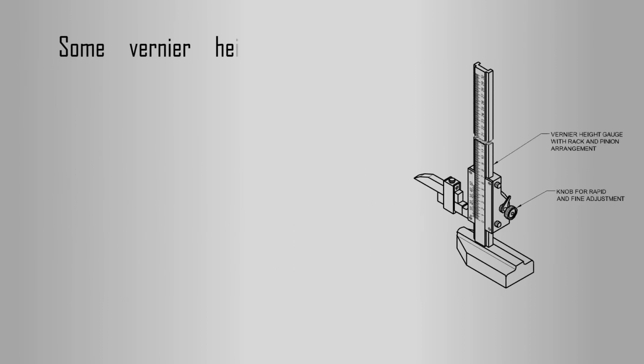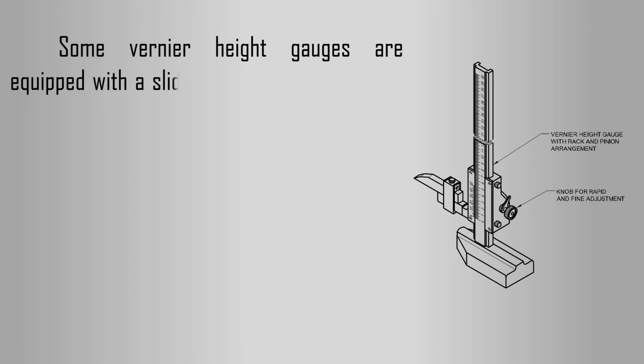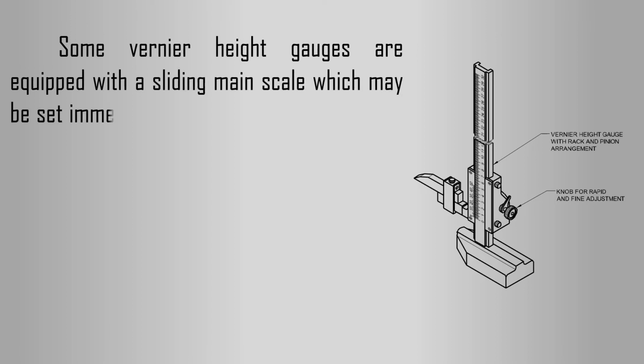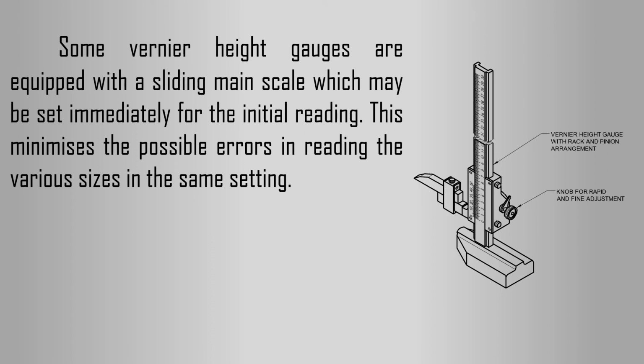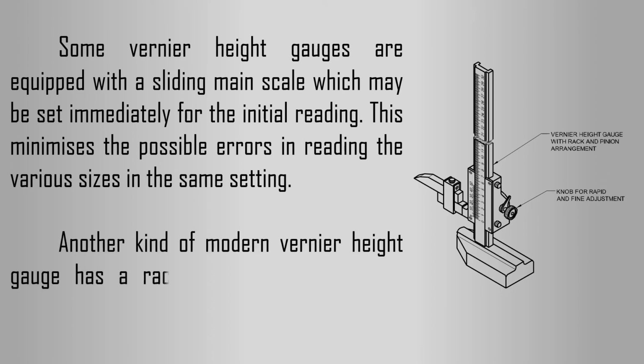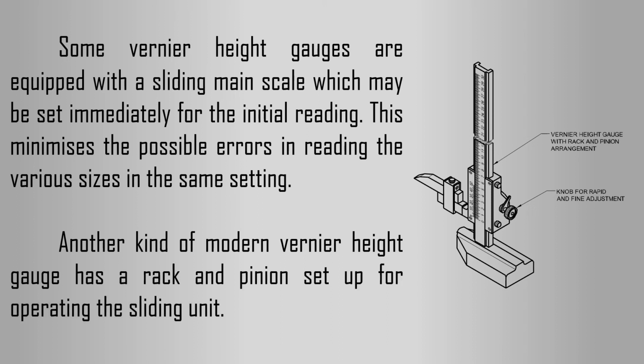Some vernier height gauges are equipped with a sliding main scale, which may be set immediately for the initial reading. This minimizes the possible errors in reading the various sizes in the same setting. Another kind of modern vernier height gauge has a rack and pinion set up for operating the sliding unit.